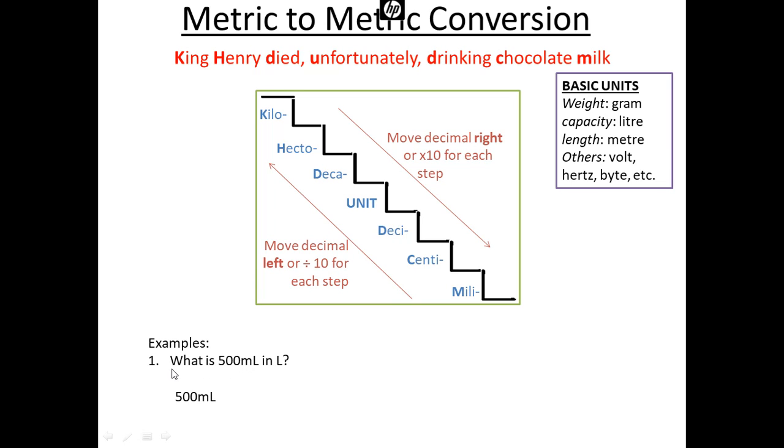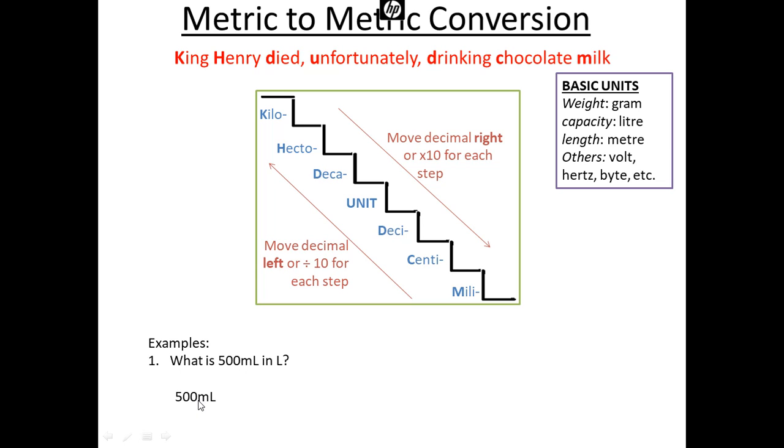So here's an example. What's 500 milliliters in liters? Milli is on the small end, and we need to go up to liters, which is our base unit. So 1, 2, 3. Our decimal spot is not shown, but it's assumed that it is after our whole number. So I have 500.0. I don't write the 0 because there's no meaning to it, but it's there.